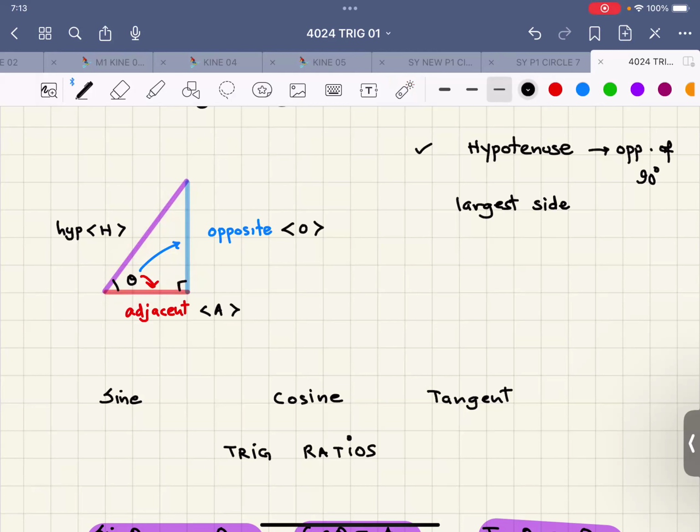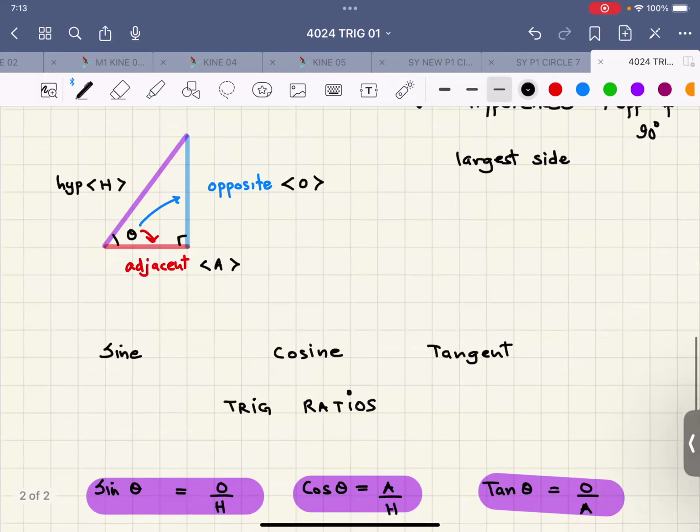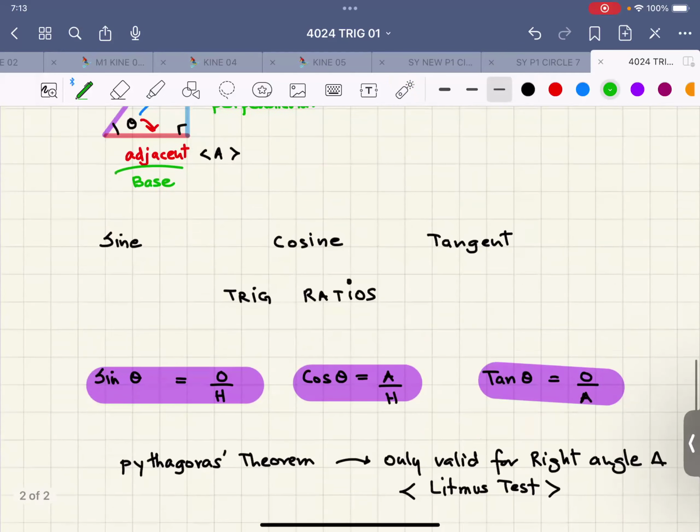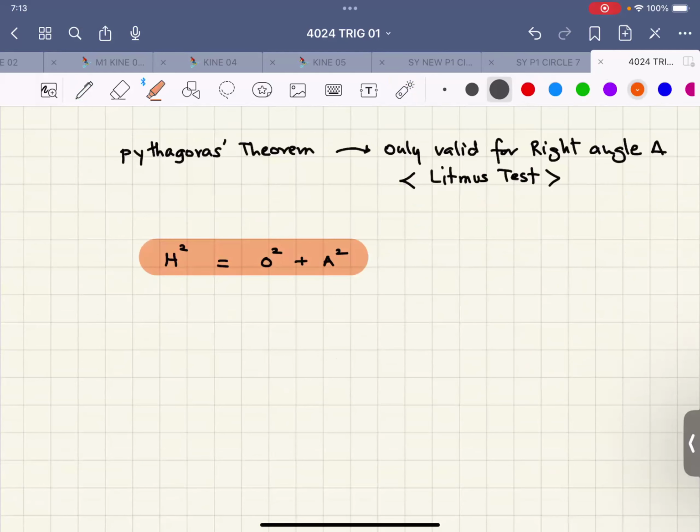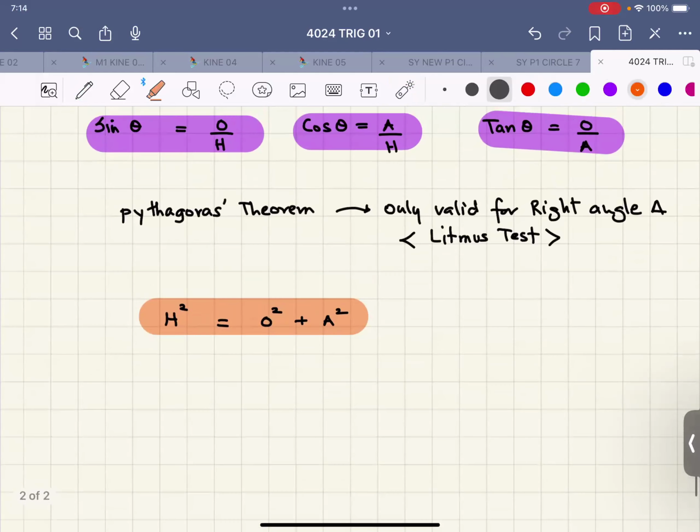By the way, I can have alternative terminology for it, and I can write opposite as perpendicular also. And I can write adjacent as base also. And hypotenuse will still be called a hypotenuse. So therefore, hypotenuse square is equal to opposite square plus adjacent square. That is the Pythagoras theorem.